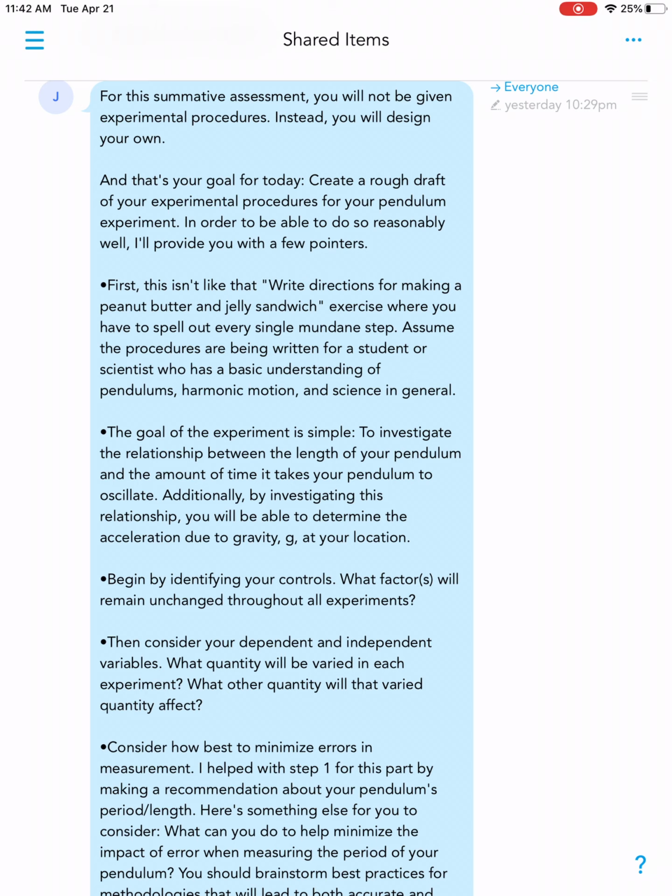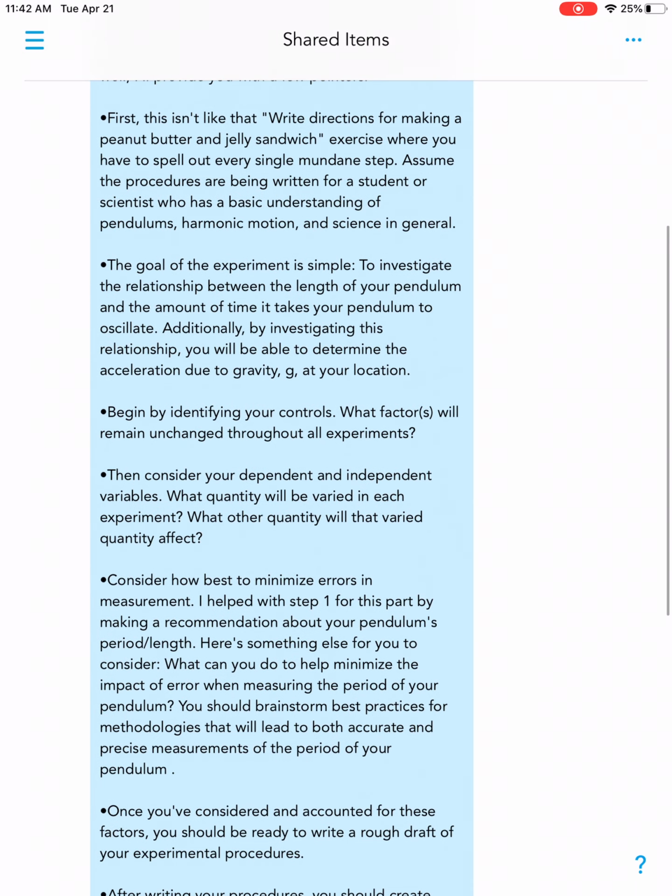Instead, I want you guys to just assume that whoever's reading your instructions will have some understanding of what's going on. So just reasonably detailed instructions that lay out clearly what you're doing in your experiment. To be clear, the goal of your experiment is simple: to investigate the relationship between the length of the pendulum and the amount of time it takes for the pendulum to oscillate back and forth.